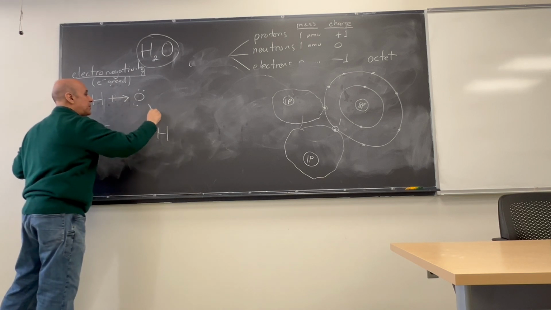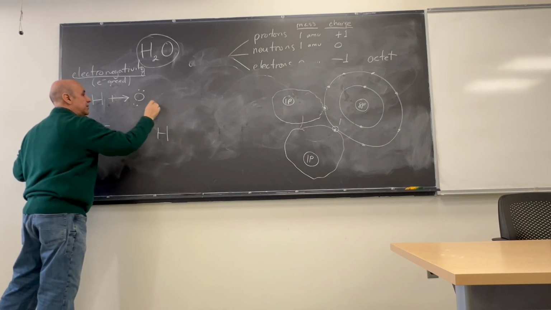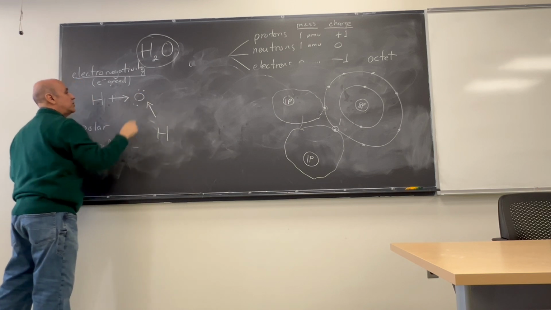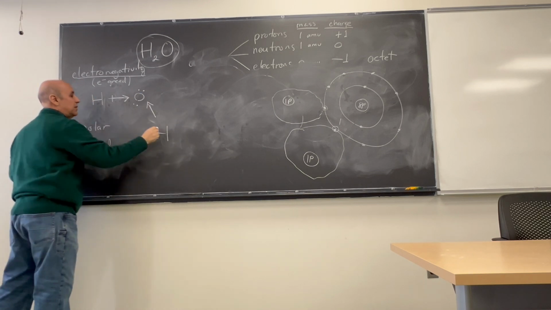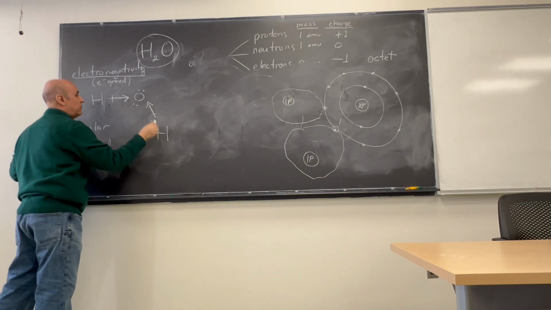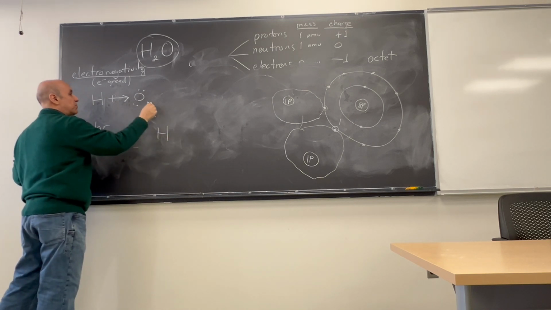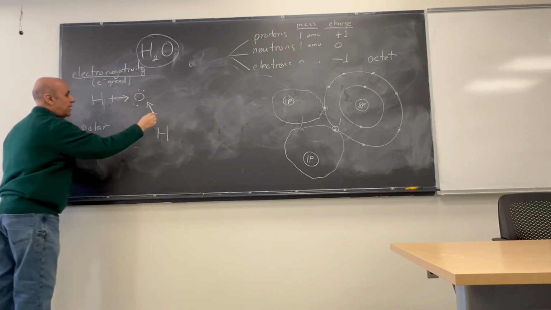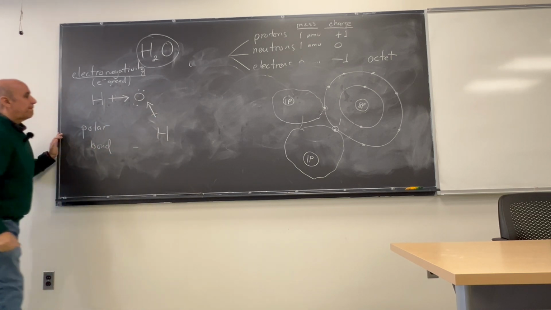So the same happens in this other bond. This oxygen is more electron greedy than this hydrogen is, so the electrons of the hydrogen, the 1 electron of the hydrogen spends more time around the oxygen than around the hydrogen, creating a polar bond.